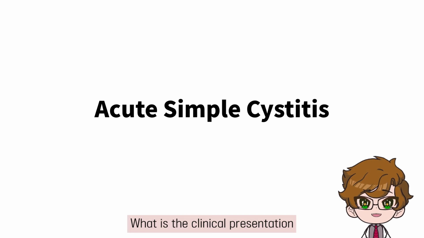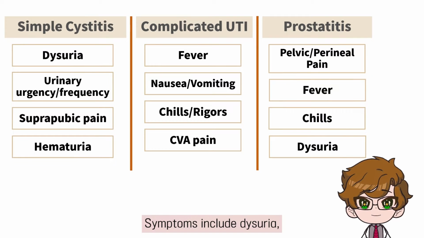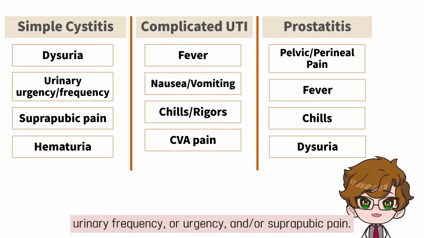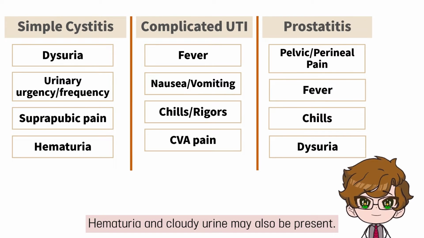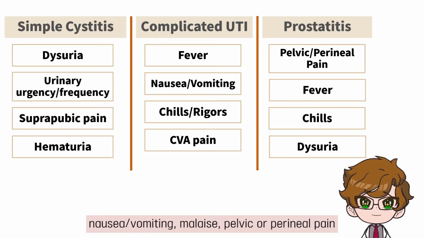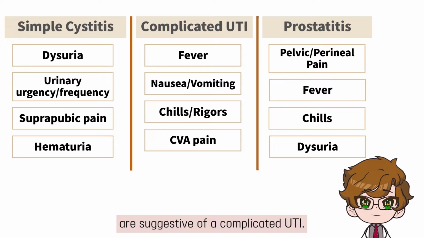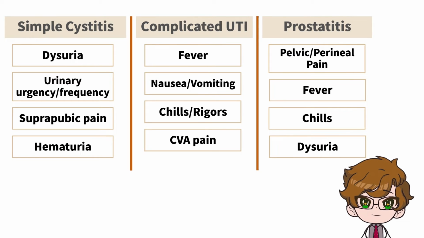What is a clinical presentation for an acute simple cystitis? Symptoms include dysuria, urinary frequency or urgency, and/or suprapubic pain. Hematuria and cloudy urine may also be present. Systemic symptoms such as fever, chills, nausea, vomiting, malaise, pelvic or perineal pain are suggestive of a complicated UTI. Pelvic or perineal pain, along with fever, chills, and dysuria, can suggest prostatitis.